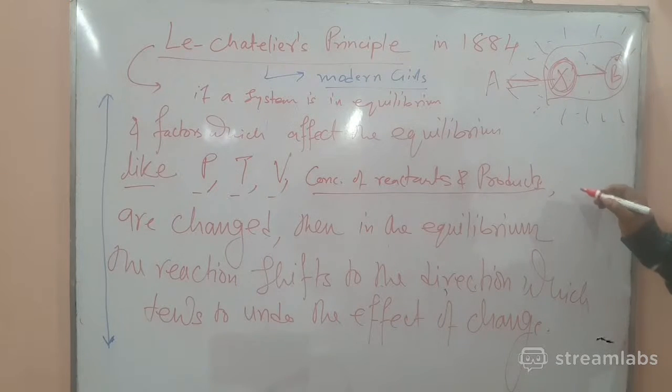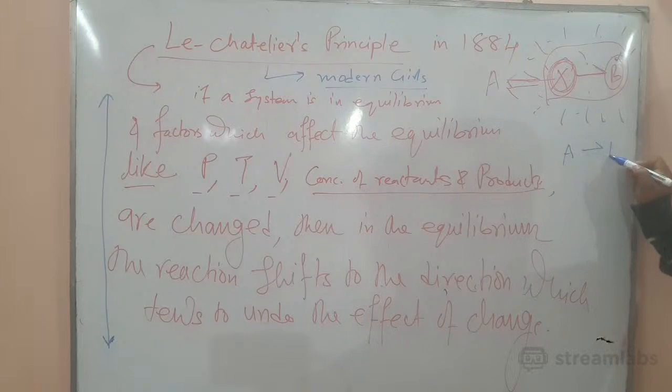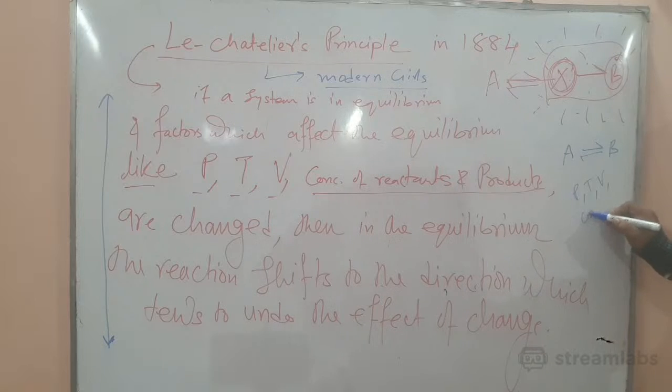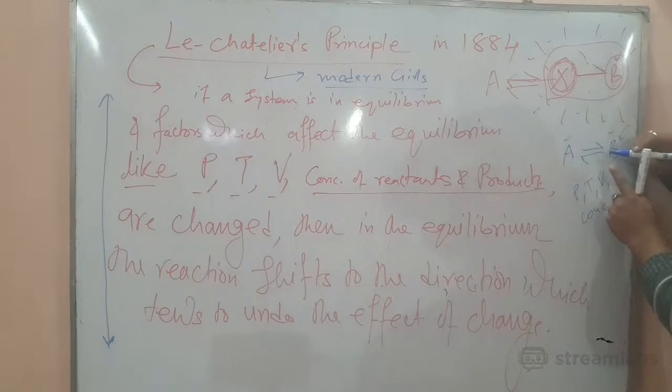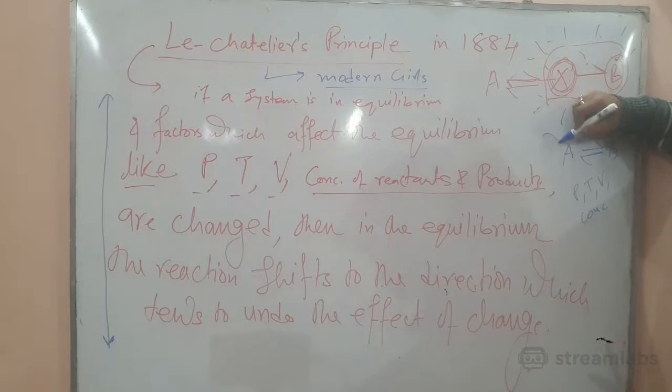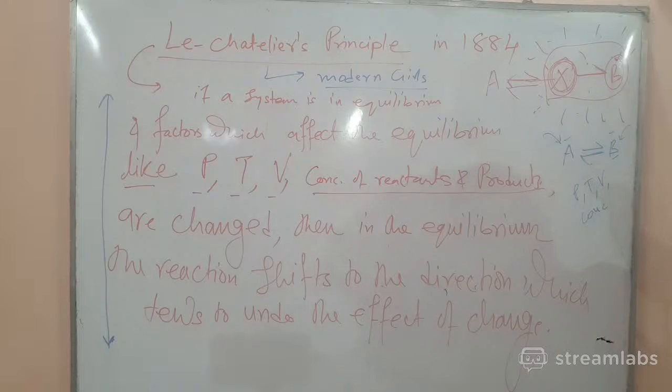Same, if in a reaction, suppose A is forming B and B is forming back A. Now a particular pressure, temperature, volume and concentration of A and B is there at equilibrium. Now what you did is you added more B. B will say that in equilibrium I have to remain at only this much concentration. You give B from outside, I will make A. Means equilibrium will be disturbed and the reaction will shift backwards. And if you add more A, the reaction will shift forwards. It is just trying to undo the effect of what you are adding.